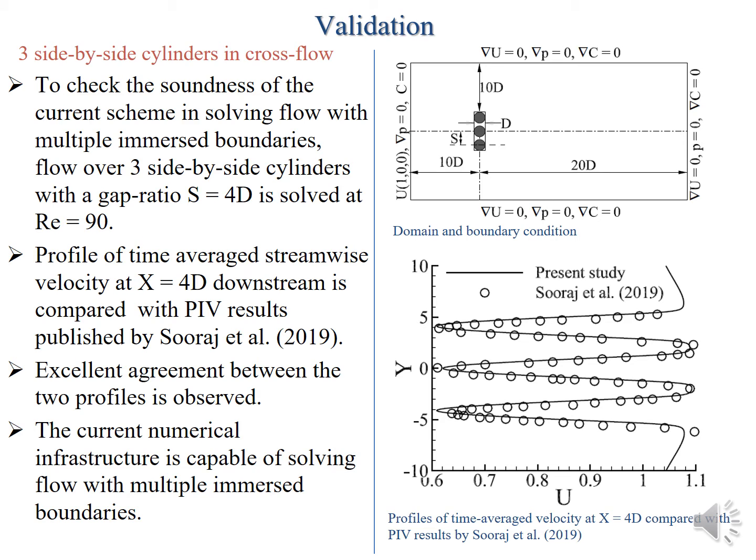So the center to center distance between any two neighboring cylinders is actually 4 diameters. And this case was done by PIV by Solage et al. in 2019, and he actually published the time average velocity profile at various points. So we are going to be comparing the profile predicted by this method with what he published. And we can see that the profile predicted by this method actually agrees very well with the PIV results. So we can say that our method is capable of simulating flow with multiple immersed boundaries.